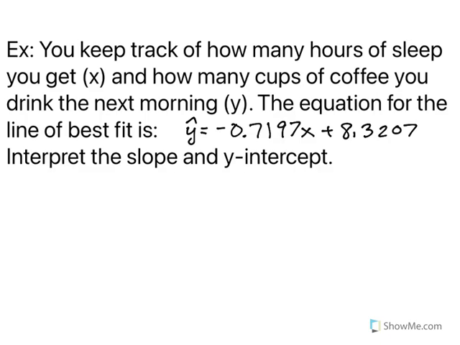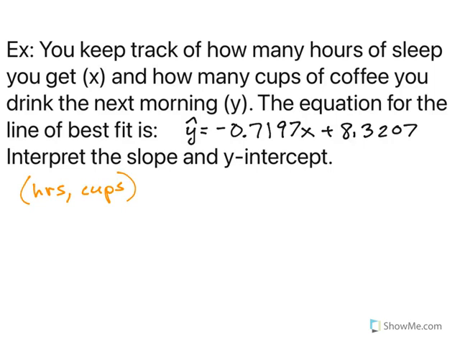Let's do one more. You keep track of how many hours of sleep you get, x, and how many cups of coffee you drink the next morning, y. Okay, so we're talking about hours of sleep versus cups of coffee. The equation for the line of best fit is y equals negative 0.7197x plus 8.3207. Interpret the slope and y-intercept.